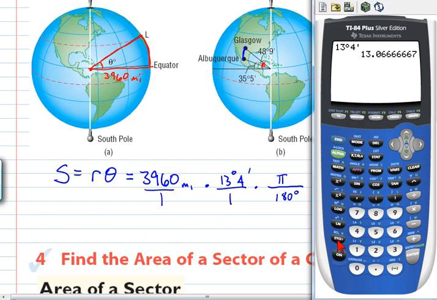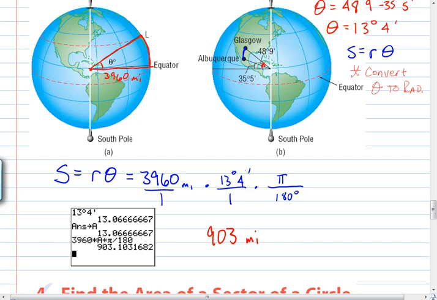So I'm going to store this value as alpha A for angle. So on my calculator, I'm going to type in 3,960 times alpha A, because that's the stored value, times pi divided by 180. And we end up with 903 miles. We're going to round this to the nearest mile. I know my units are miles because the units here canceled each other out. Radians have no units, and then the only other units here are miles. That's called dimensional analysis, is when you let your units kind of drive how you cancel things out.